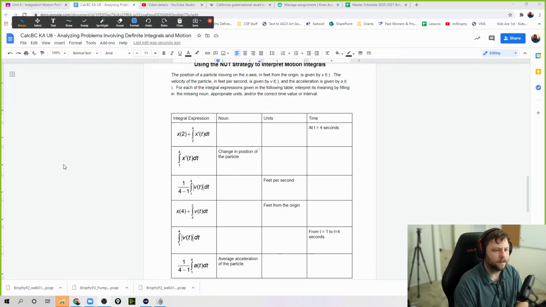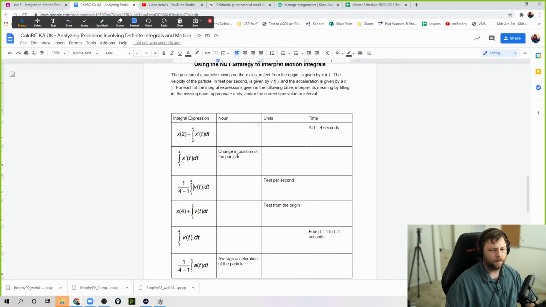For the second to last, we're going to fill out this table here. They've got some integral expressions, and some of them look different, like this one or this one. This is definitely good to keep as a note when we go back to this. The position of a particle moving on the x-axis is given by x of t, velocity is v of t, acceleration a of t. For each of the integral expressions, interpret its meaning by filling in the missing noun and appropriate units. What do they mean by noun here?